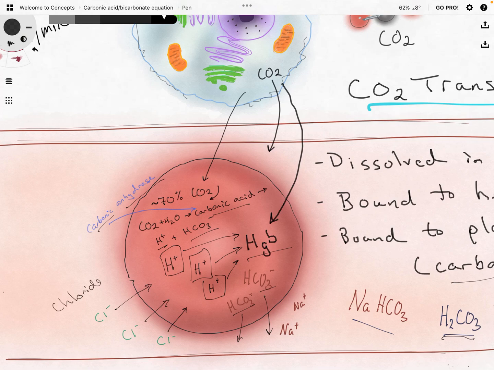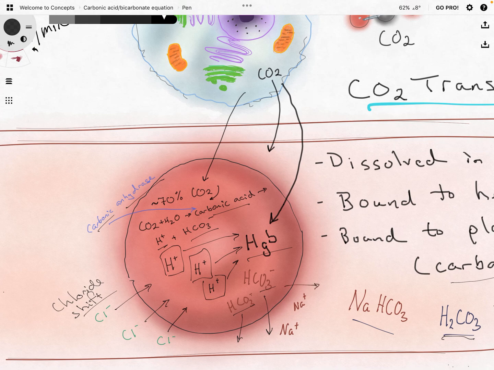So the chloride shift is the movement of chloride ions into the red blood cell because bicarbonate ions are going to leave the red blood cell. So this helps maintain osmotic pressure within the red blood cell.